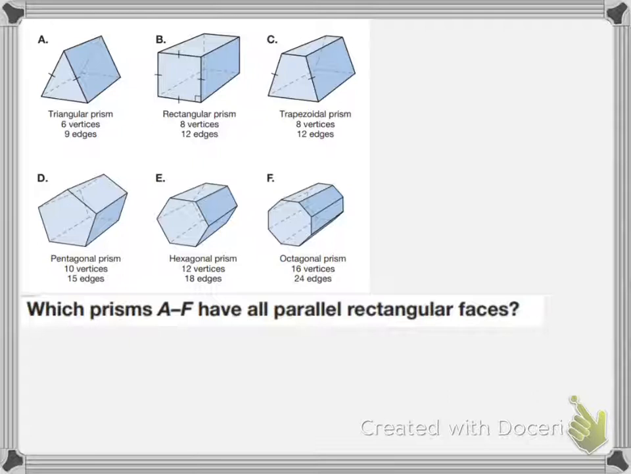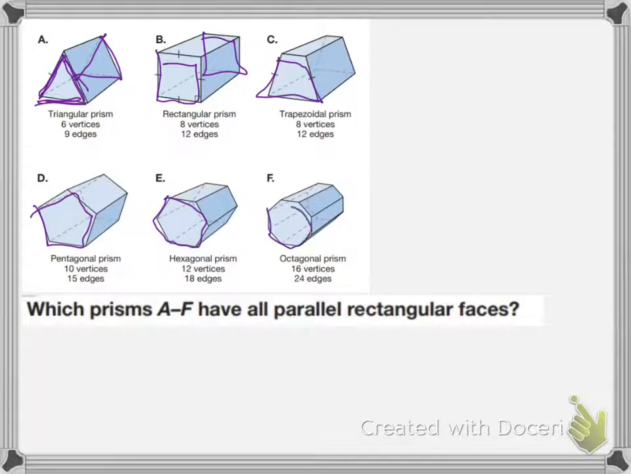Okay? The word base does not mean the bottom of the figure. The bases in these shapes here are front and back. Okay? So for A, this is called a triangular prism because the two congruent and parallel bases are triangles. So triangular prism. Rectangular prism, okay, it's because the two bases are rectangles. Trapezoidal prism, pentagonal prism, hexagonal prism, and octagonal prism. Okay, they're all based off of what shape is on the base.